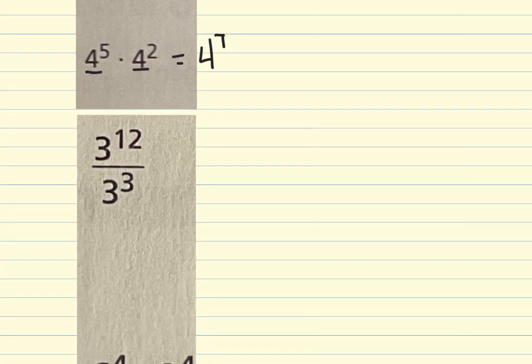Dividing, it's like the opposite of multiplication. So instead of adding my exponents, I'm going to subtract them. My base is going to stay the same, and that would be 3 to the 9th power.